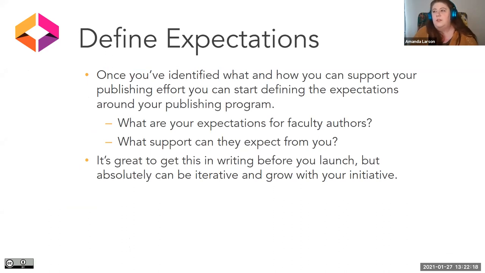So it's really important in both models to define your expectations. Once you've identified what and how you can support a publishing effort, you can start defining the expectations around your publishing program. What are your expectations for faculty authors? You're probably going to think through this more when you get to the MOU portion of Pub 101, but it's a good thing to start thinking about: what do we expect from authors, and what can they expect from us in supporting them in this effort? It's great to get this in writing before you launch, but absolutely it can be iterative and grow with your program. You can come back and edit it. And you'll talk about this a lot more during the MOU discussion.